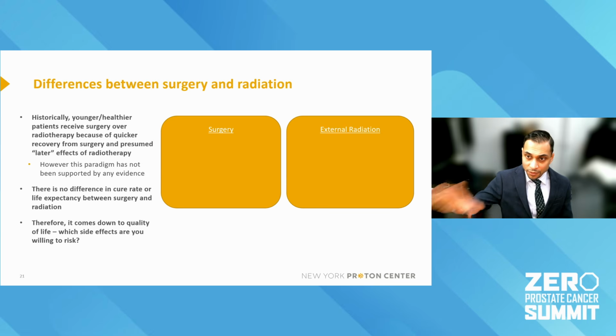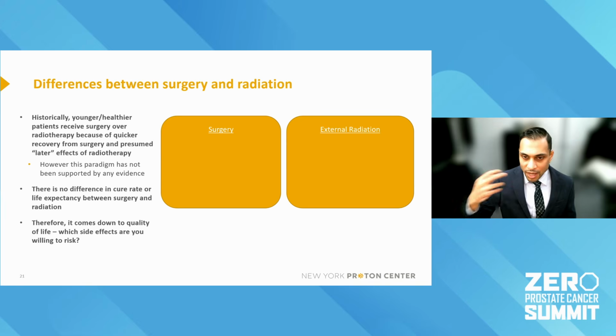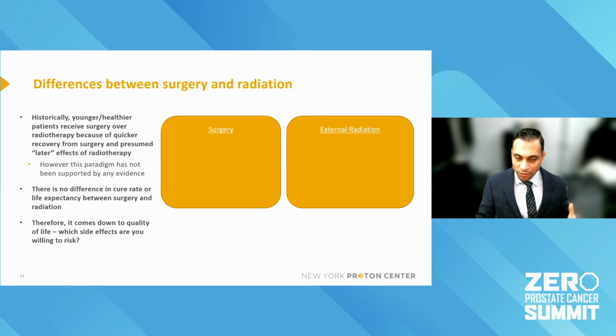Okay, so let's broadly speaking talk about the differences between surgery and radiation. I'm not going to break down the different types of radiation here, but just broadly speaking, looking at surgery versus radiation. So historically, the thought has always been that younger, healthier patients receive surgery over radiation because they can recover quicker as younger people. And also there's a presumed, quote unquote, late side effects with radiation that can happen many years down the road, decades down the road. So if you're in your 50s, you might be fine for the first 10 years with radiation, but then what happens later? That's been the conventional thought, but there's been no evidence to really support this.